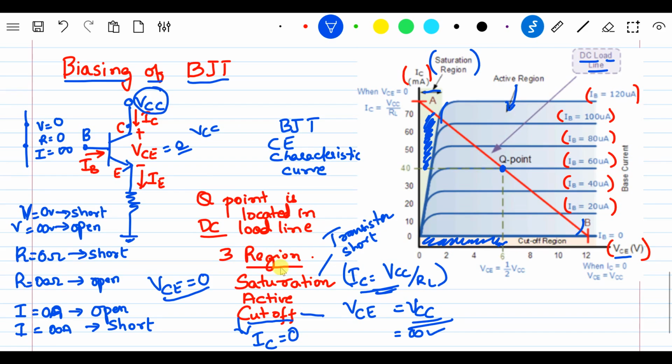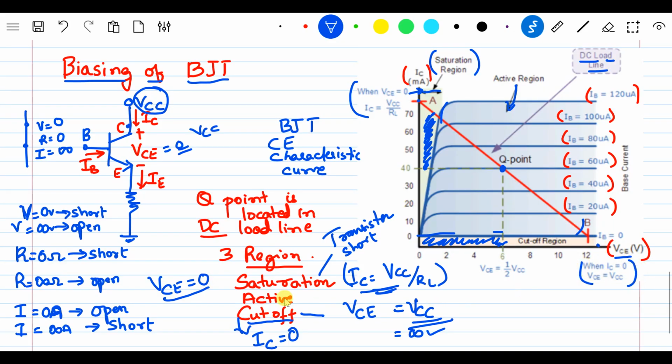That is the reason the cutoff region is considered when VCE equals VCC, whereas current IC is very minimum. During cutoff the current IC will be very minimum. This is the region where you see current IC is very minimum, and this is where you see current is very maximum, and this is the place where VCE is very high. So when VCE equals 0 and IC equals VCC by RL, you will be able to see saturation. When IC equals 0 and VCE equals VCC, you are able to see the cutoff region.